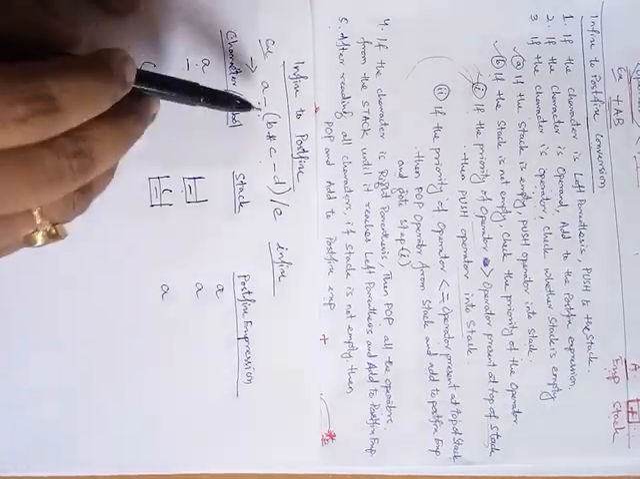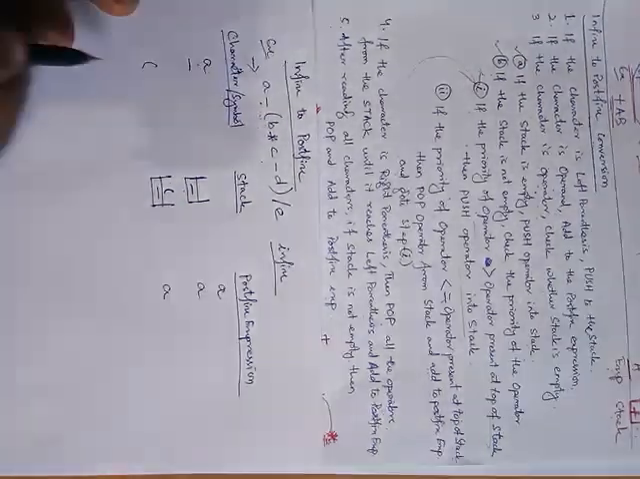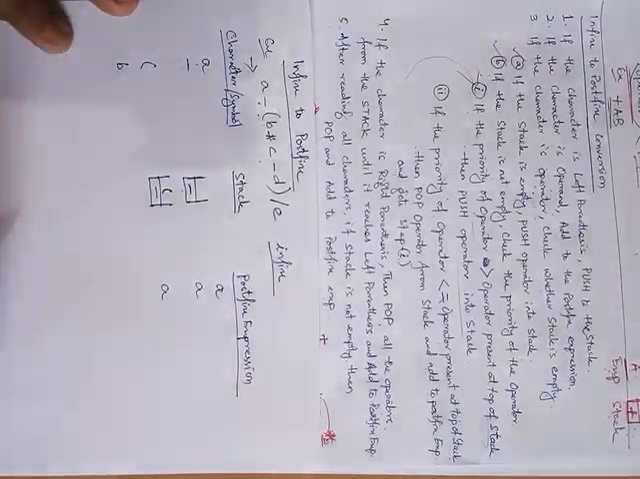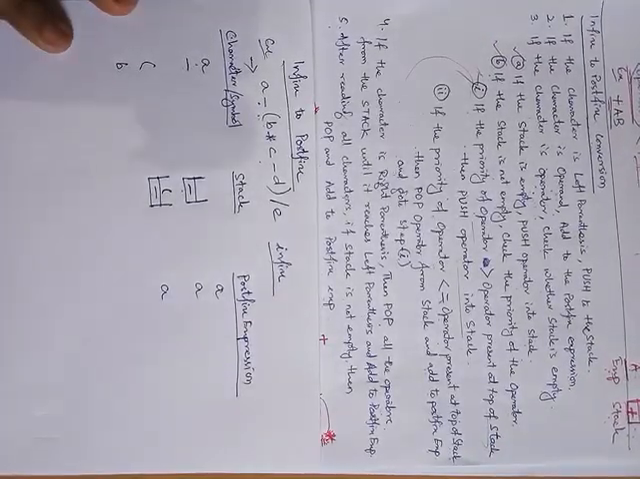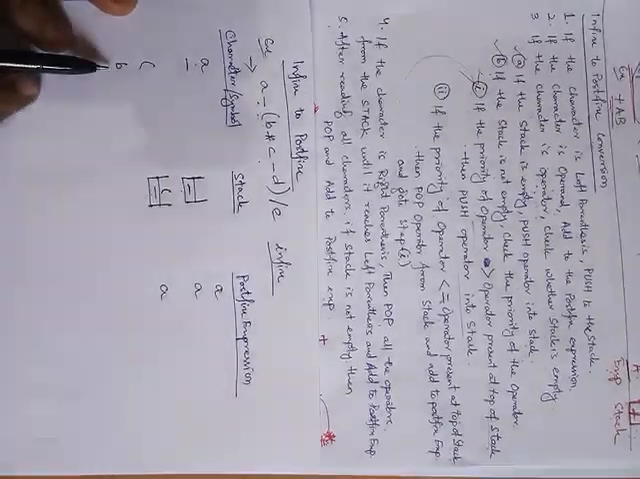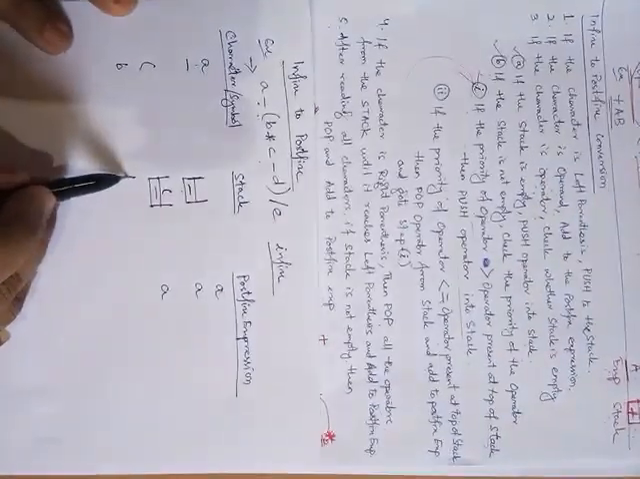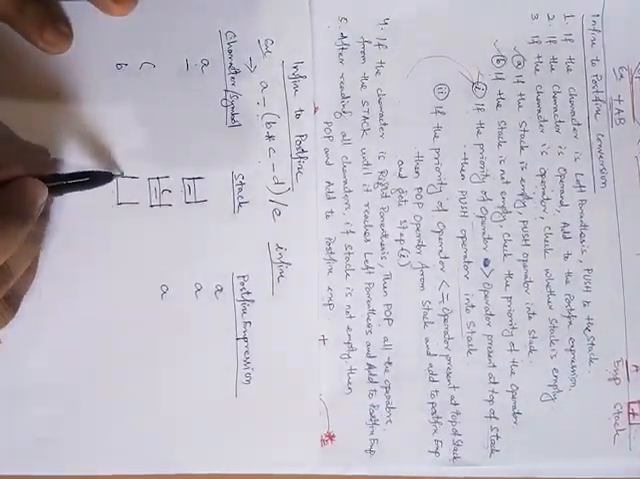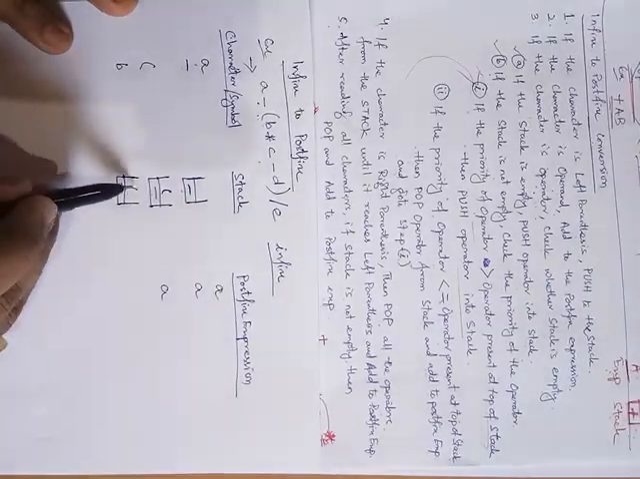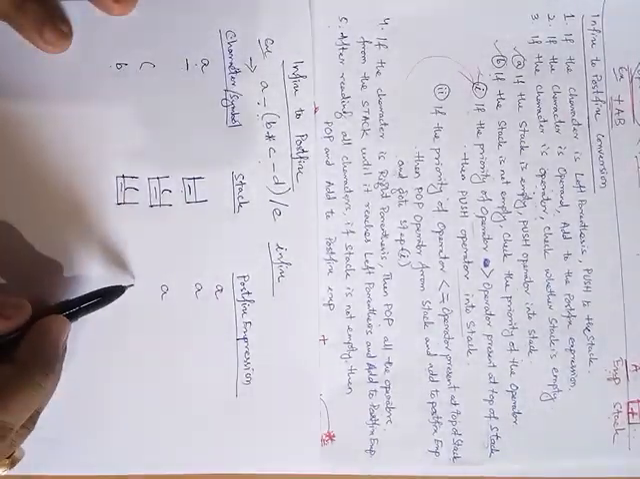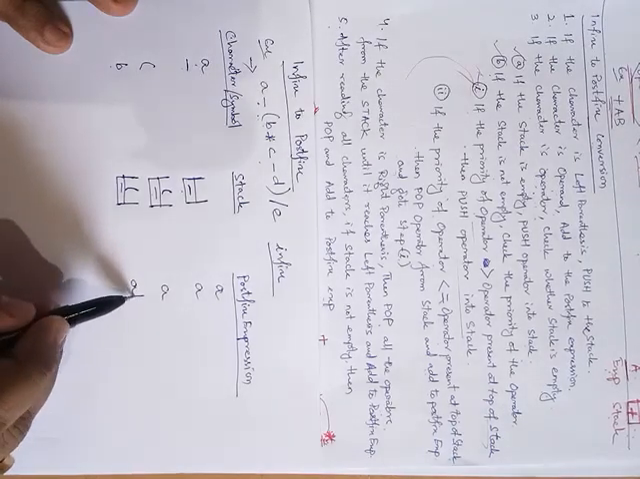Now the next character is B. If the character is B, that means the character is an operand, so add it to the postfix expression. Now the stack will be the same, that is minus and left parenthesis, and B will be added to the postfix expression, that will be A B.